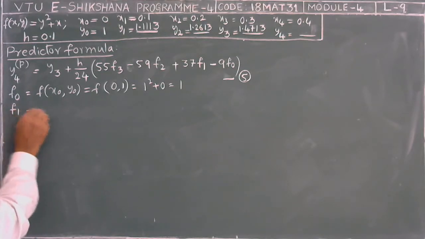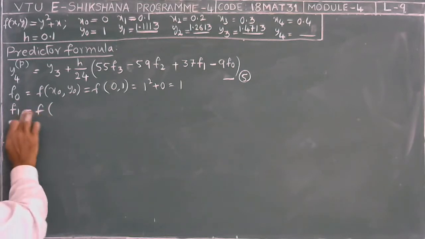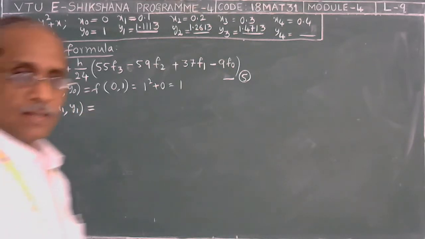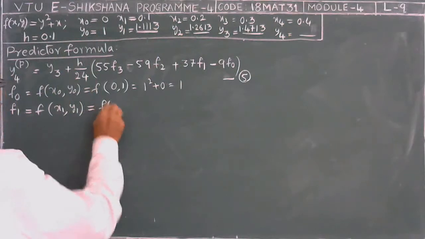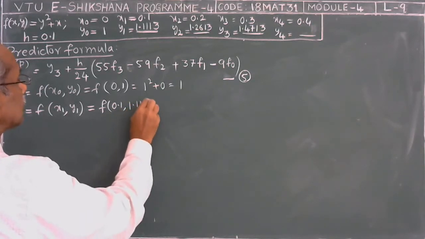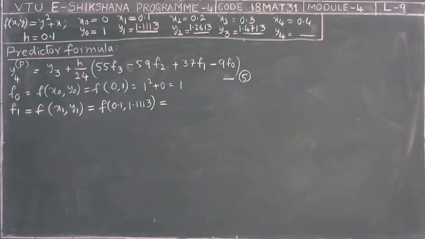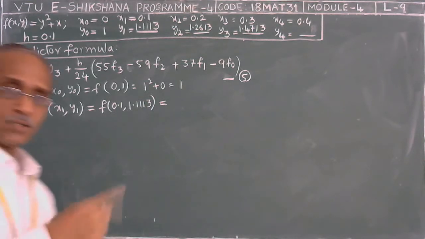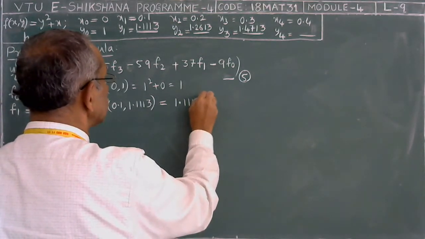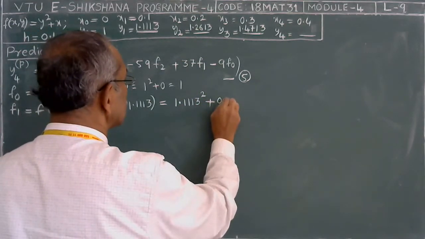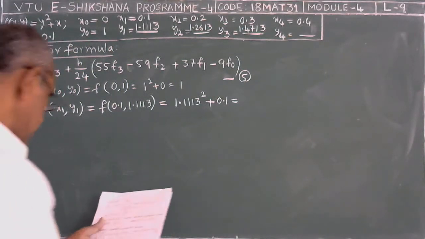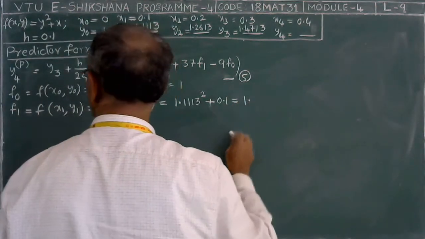Then f1 is f of x1, y1. So this is equal to f of 0.1, 1.1113. By definition this is 1.1113 square plus 0.1. So carefully calculate using a calculator, you get 1.3349. The value of f1 is 1.3349.